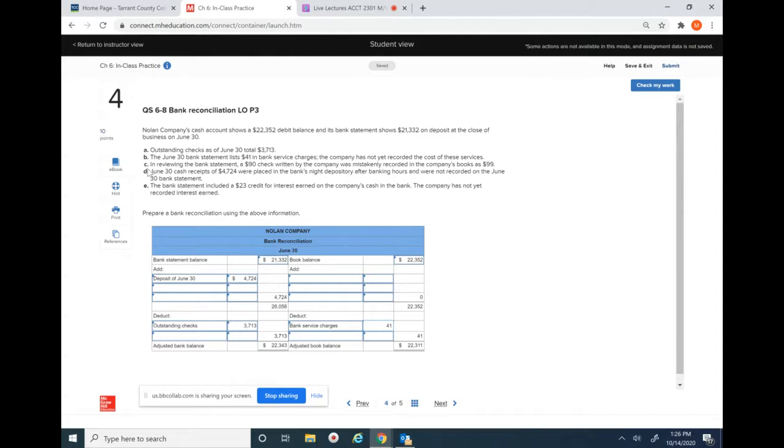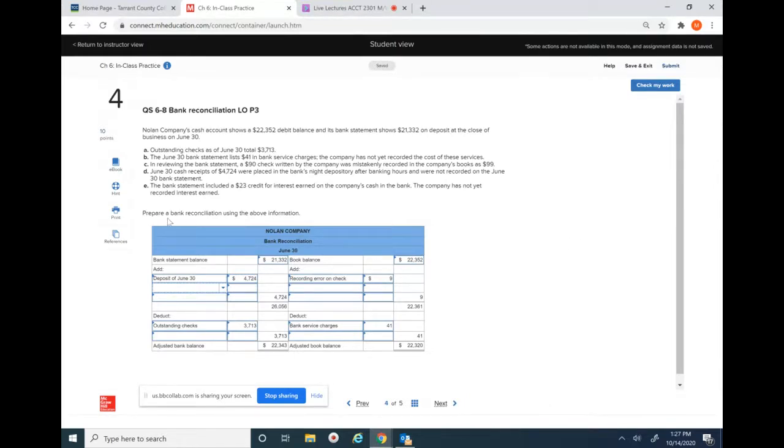For C, in reviewing the bank statement, a $90 check written by the company was mistakenly recorded on the company's books as $99. So here, because they mistakenly took away $9 more, we have to put that amount back. So this is the recording error. We need to put $9 back because the company's accountant has taken $9 too much out of the bank account.